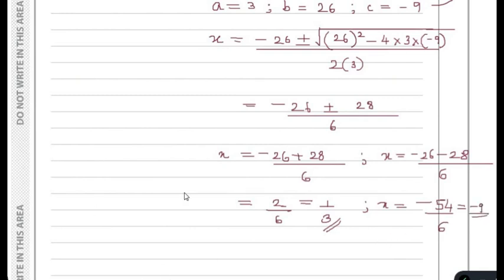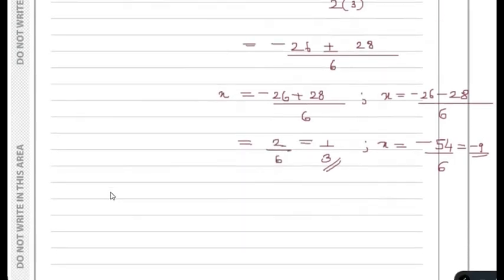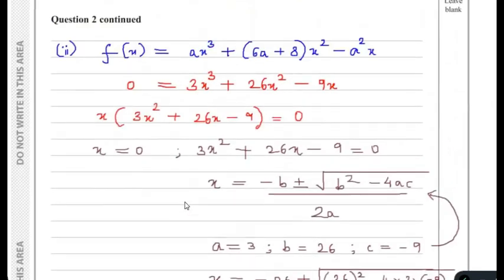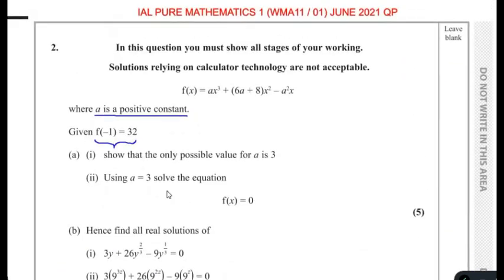So we have got three values of x here. The first value of x is x equal to 0, and the next value is 1 over 3, and the last value is negative 9. So this is how we solve the second part of this question. Now let us look at part B.